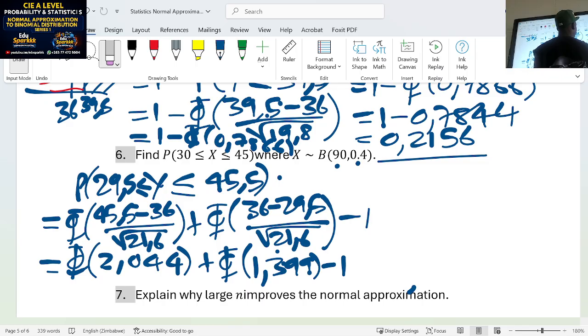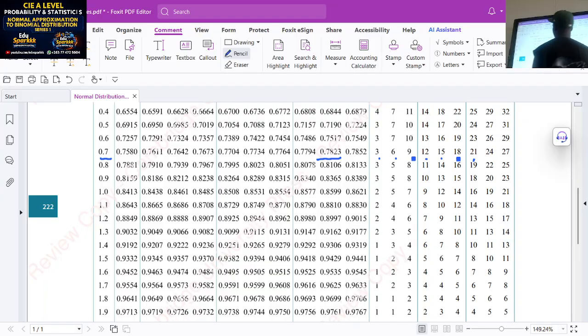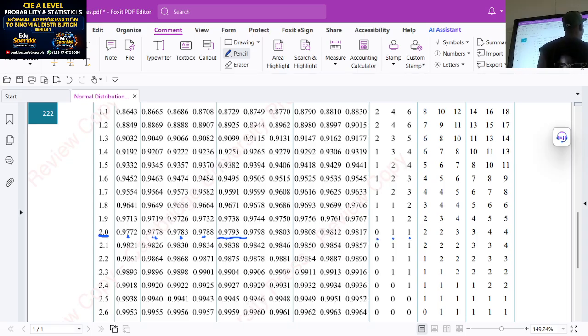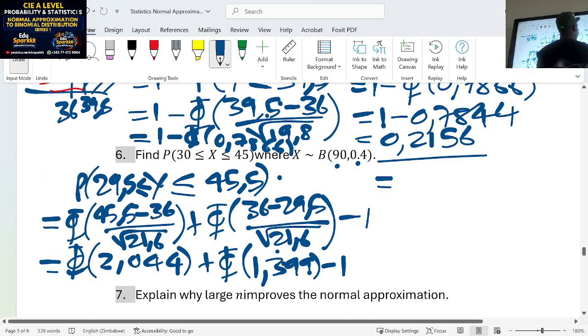Let's see. As we proceed, this is going to give me phi of 2.044. So 2.0 is here, and then 2.044: this is 0, 1, 2, 3, 4, so that's a 4 there, and here it's 1, 2, 3, 4, so it's a 2. So this is going to be 0.9795.